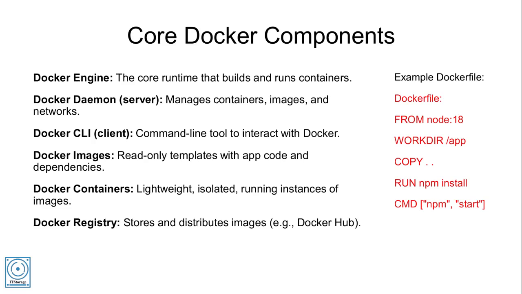Finally, Docker registries. Docker registries are like app stores or warehouses where these images are stored and distributed. The most famous example is Docker Hub, and registries can support both public and private repositories, allowing teams to securely share their own custom images.